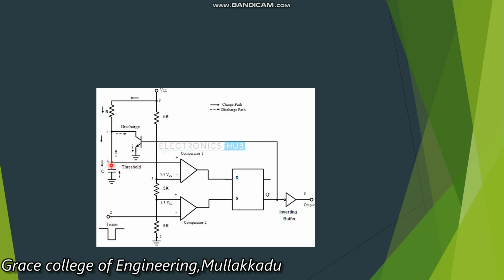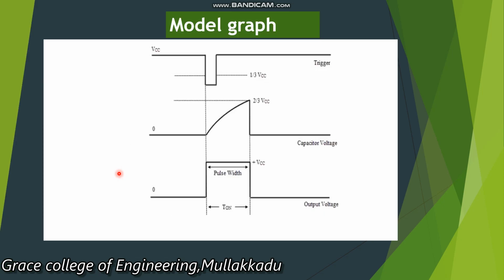This is the discharging path, this is the charging path. It will charge up to VCC. Okay, this is the model graph. This is the supply voltage which we give, and this is the pulse obtained at the output. This is the capacitance voltage which reaches the maximum value of 2/3 VCC, and when the transistor is off, once again it will become discharged.